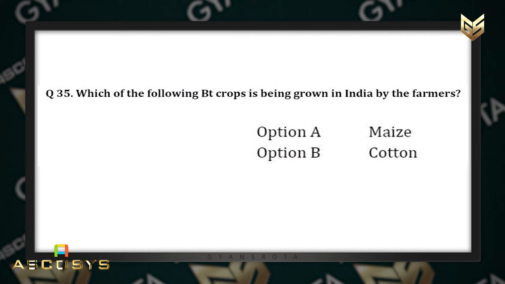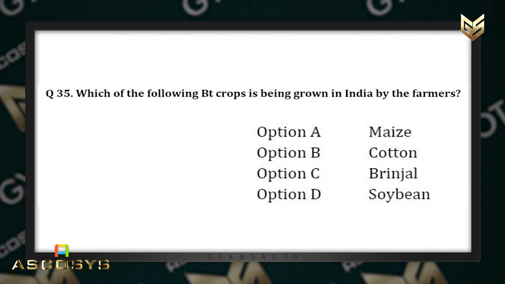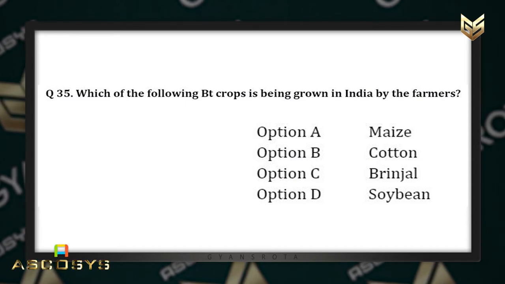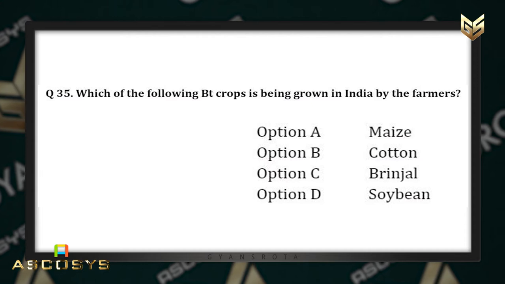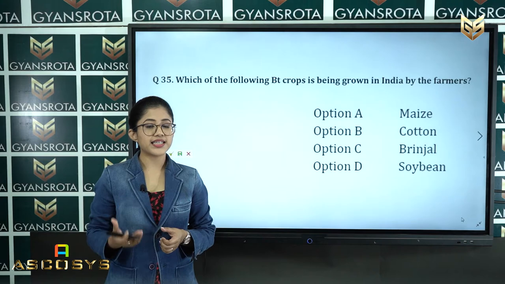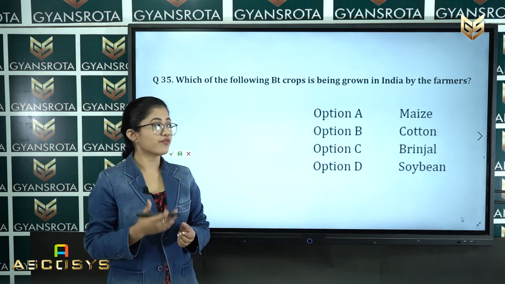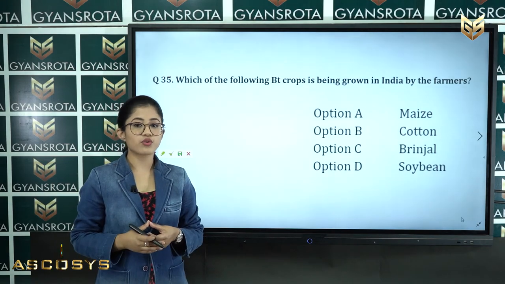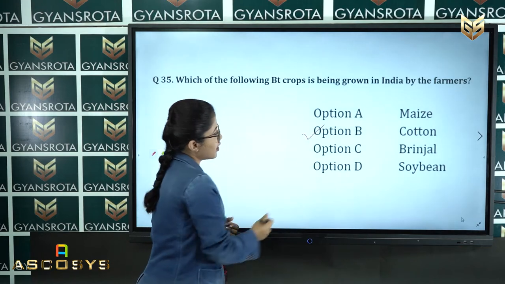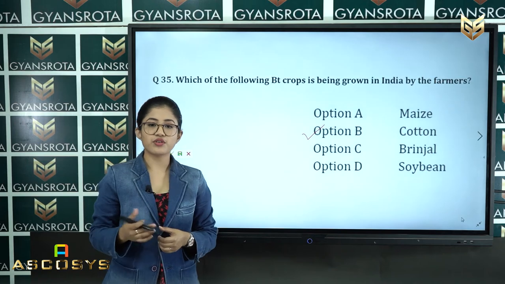Which of the following BT crops is being grown in India by the farmers? Option number A, maize. Option number B, cotton. Option number C, brinjal. Option number D, soybean. This is from the chapter Biotechnology and its Application. So, what is the correct answer? In which of the following examples is BT crop grown? That is a very easy answer, that is option number B, cotton. So, cotton is the correct answer for this question.